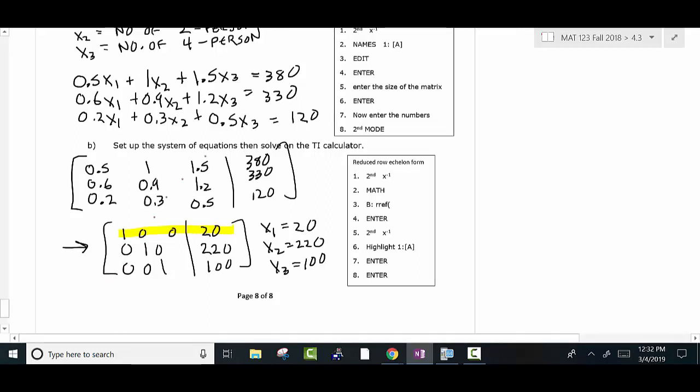Now you want to write down what this means. So x1 was the number of one-person boats. So your answer needs to be written this way. You say 20 one-person boats. Okay, 220 is the two-person boat, so you say 220 of the two-person boats. And then finally you say 100 of the four-person boats.